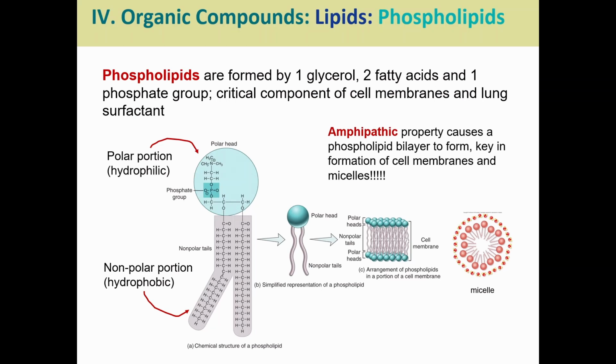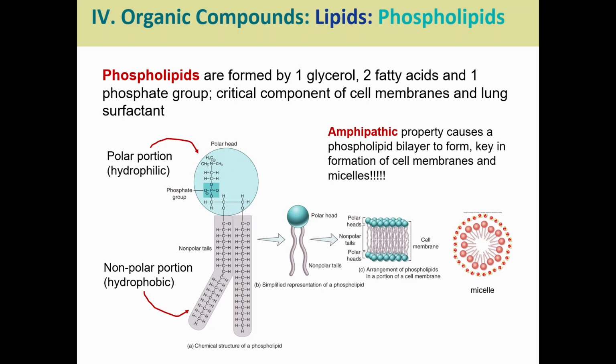Our next lipid is the phospholipid. The phospholipid is similar to the triglyceride, but we've modified it slightly. We still have a glycerol backbone, but we've modified it from 3 fatty acid tails down to 2, and that third fatty acid has been replaced with a phosphate group. Now, this phosphate group is critical here because this is going to be a polar end of this molecule. So the fatty acid tails are still nonpolar. They don't like water. But that phosphate head loves water.